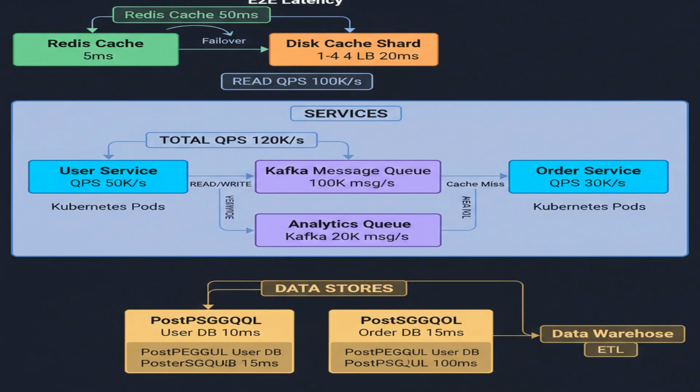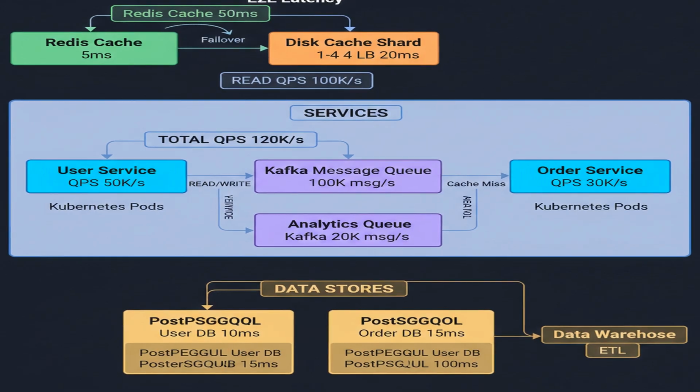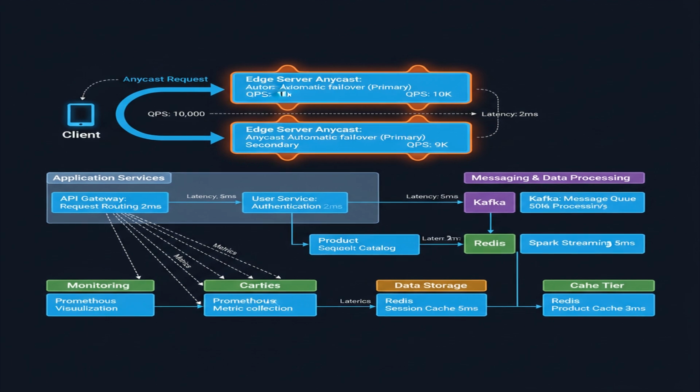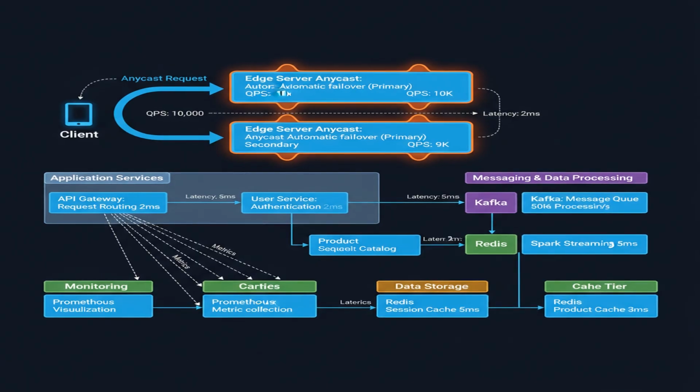We can also use a technique called cache stampede prevention to keep the origin server from being overwhelmed when a popular content expires. This is similar to having multiple distribution centers to handle a surge in package deliveries. Reliability is paramount. We need to design for fault tolerance. If an edge server fails, Anycast routing automatically redirects traffic to the nearest available server.